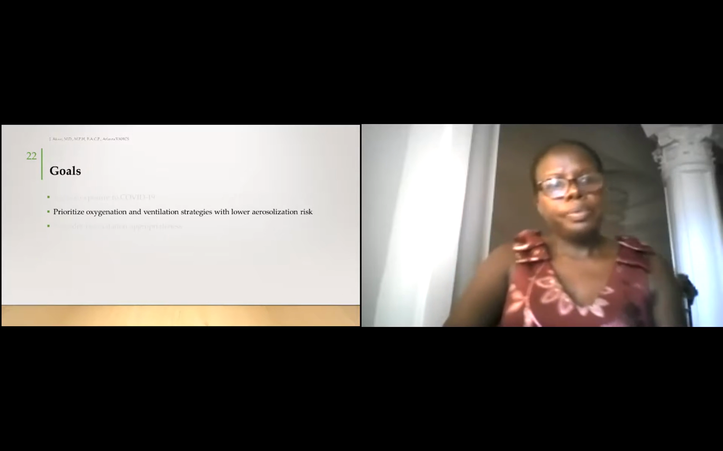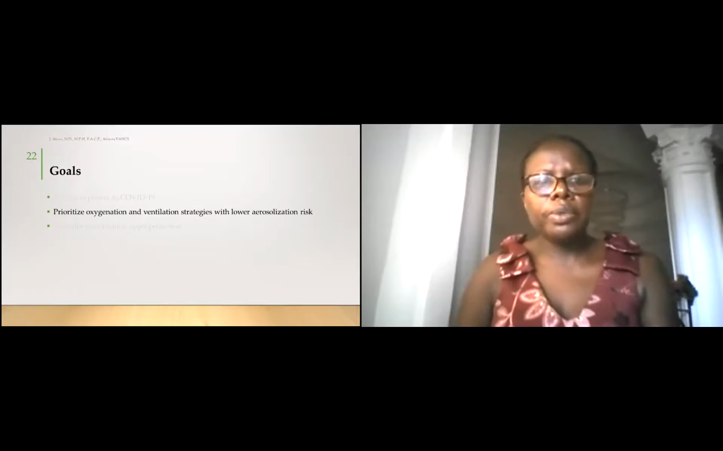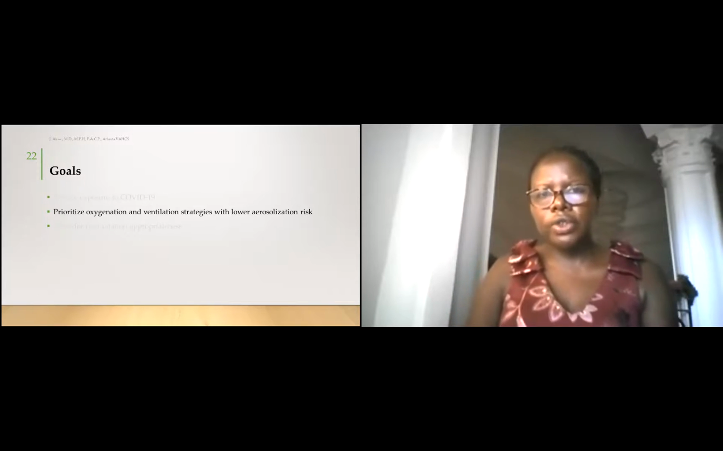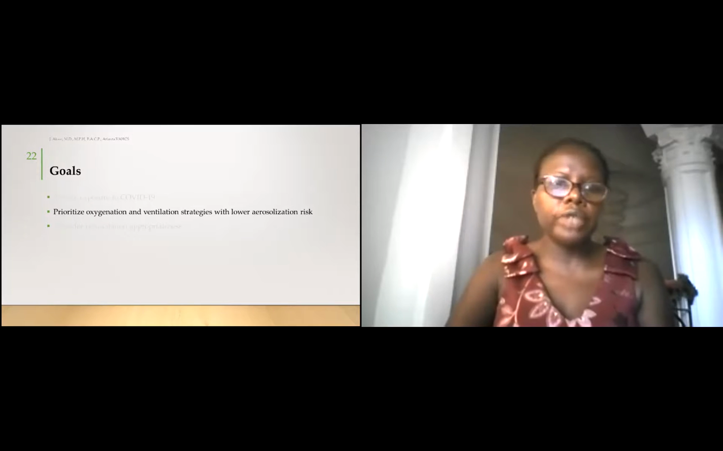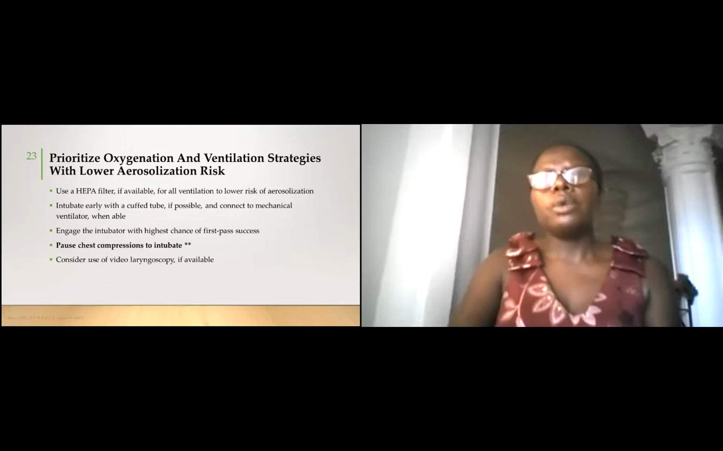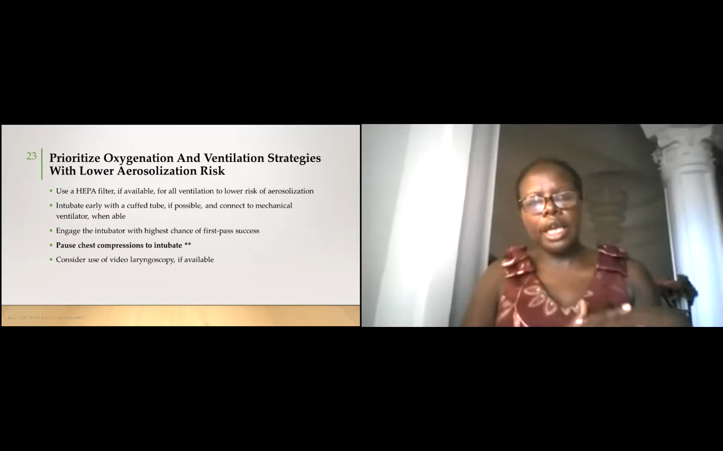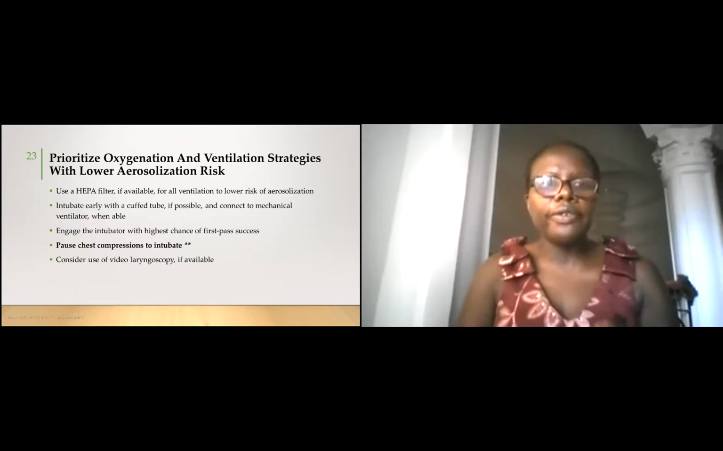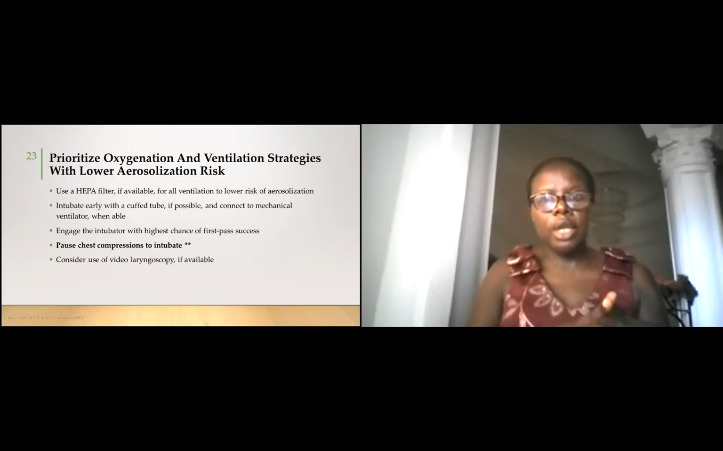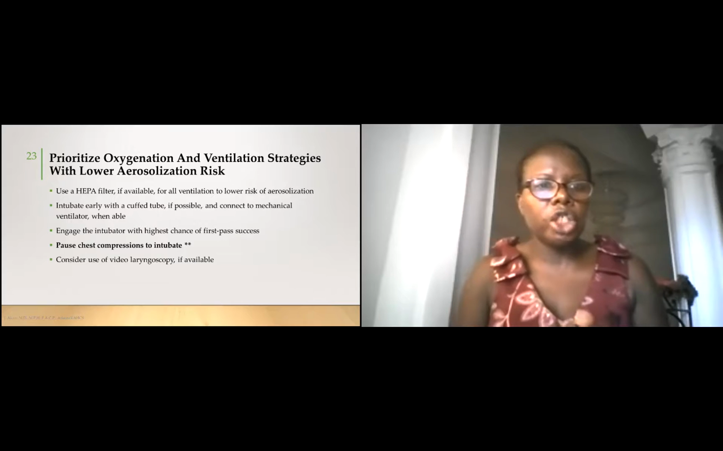All right, so our second goal, as we said, in managing patients who have COVID-19, is to prioritize oxygenation and ventilation strategies with lower aerosolization risk. And how do we do that? So one of the things you want to really think of is using a HEPA filter, that is a high efficiency particulate air filter, if that is available. And again, this has to happen for all ventilations in order to lower the risk of aerosolization.